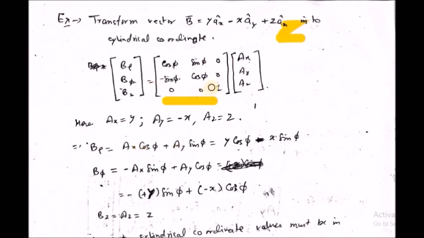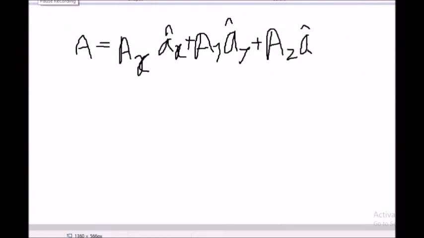Okay, so here what is Ax? When you write any vector, a vector A is normally written like this: Ax in the direction of ax, plus Ay in the direction of ay, plus Az in the direction of az.